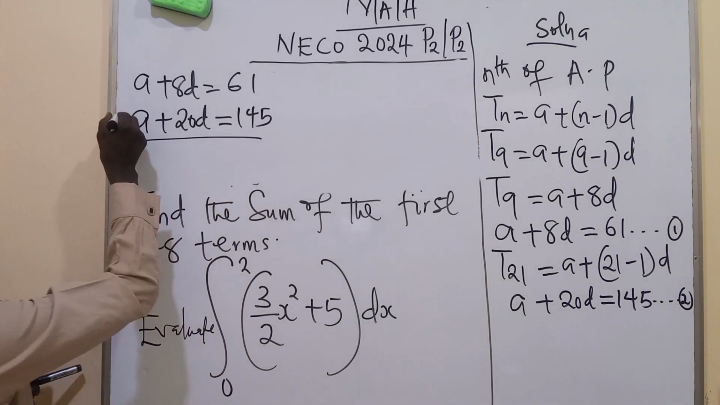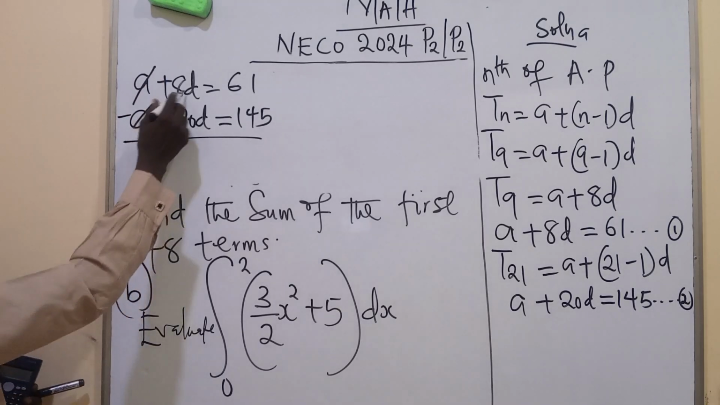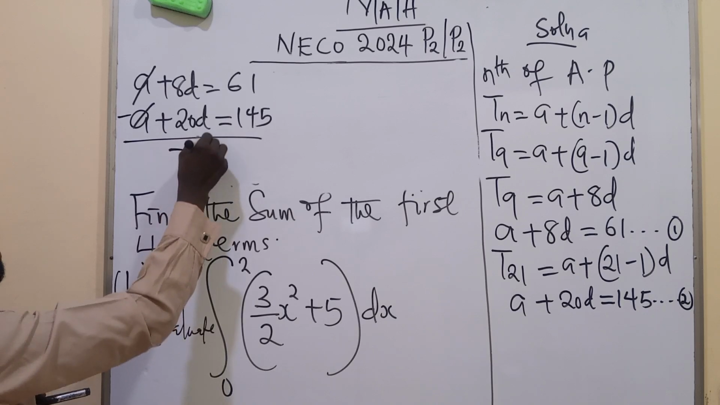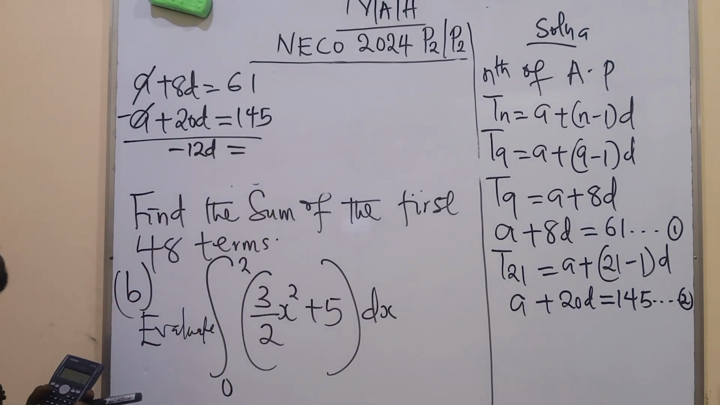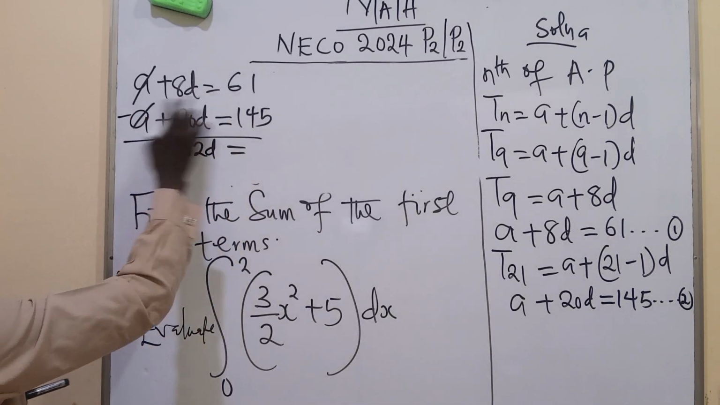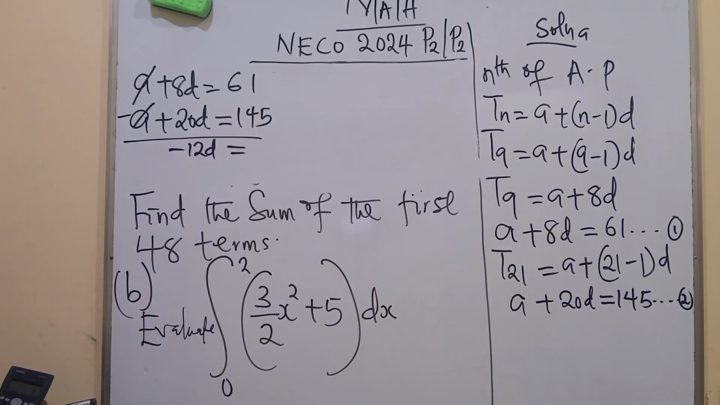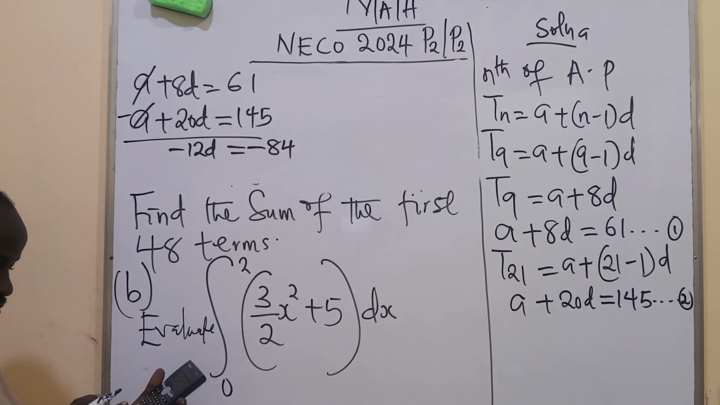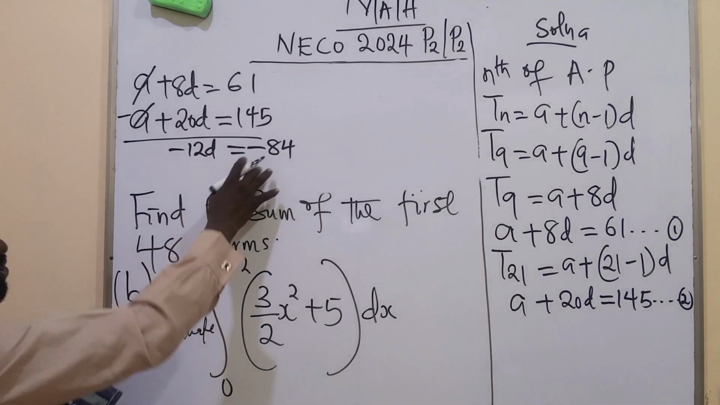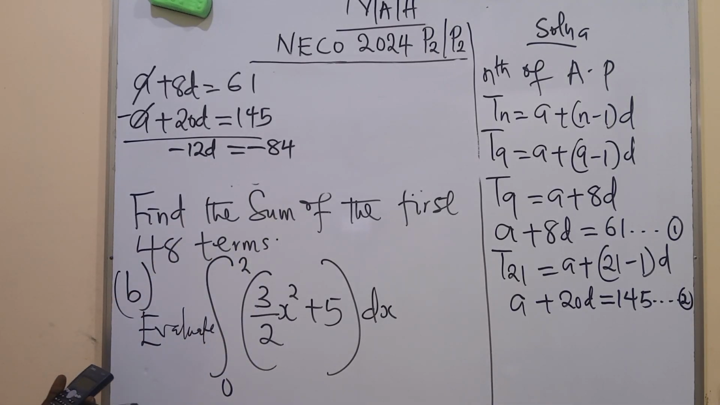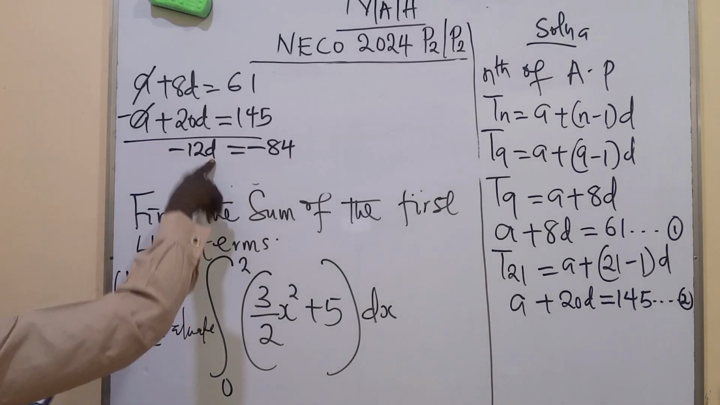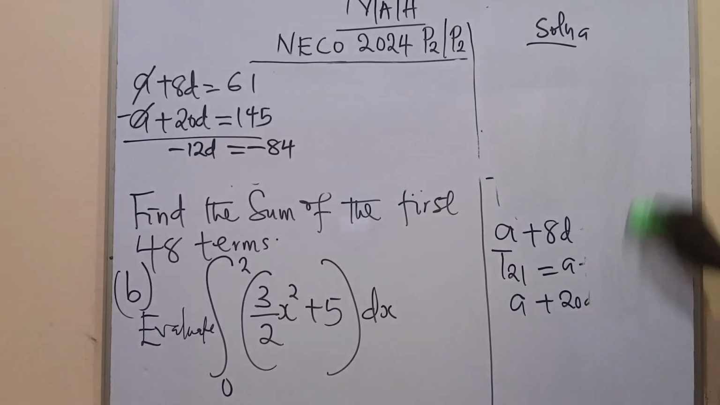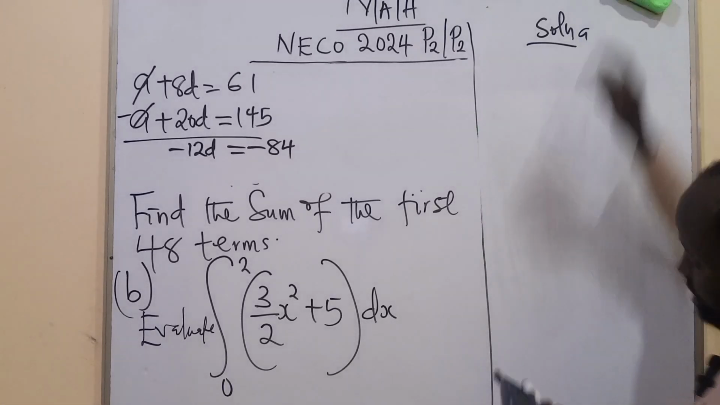So let's do that here. A will go, 8 minus 20D, that will be minus 12D. This will be equals to 61 minus 145. Of course, that will be minus 84. Let's check that. 61 minus 145, that will be minus 84. Okay, so we can easily find D now. So let's move here to find the common difference.